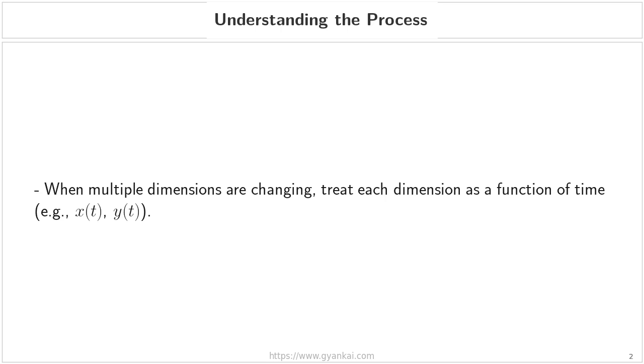Understanding the process. Now that we have established the concept of multivariable systems, let's walk through the actual process of solving these problems. First, it is crucial to understand that when multiple dimensions are changing simultaneously, we must treat each dimension as a function of time. For instance, instead of viewing x or y as static values, think of them as x of t and y of t. To ensure accuracy, I recommend following these 4 general steps.